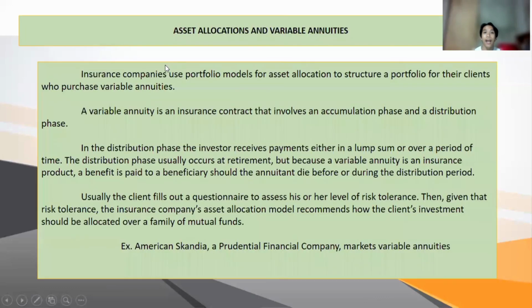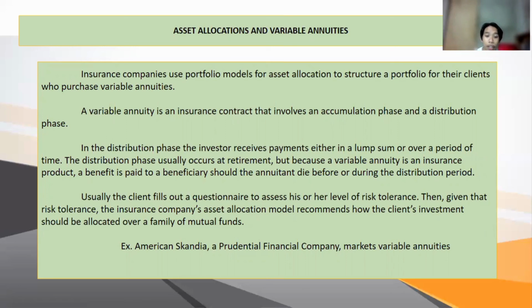Now, for the asset allocation and variable annuities. Insurance companies use portfolio models for asset allocation for their clients who purchase variable annuities. When we say variable annuity, it is an insurance contract that involves an accumulation phase and a distribution phase. In a variable annuity, it is the contract you purchase from the insurance company, which is designed to help accumulate assets to provide income for retirement. Also, variable annuities are investment products with insurance features, which allow you to select from a menu of investment choices, typically mutual funds.